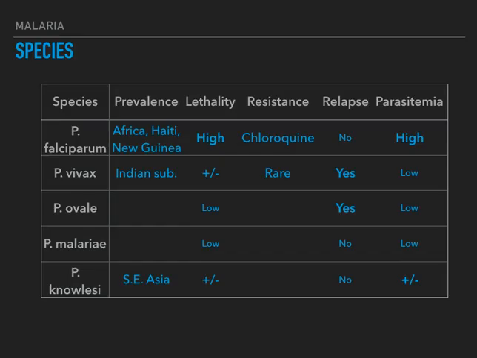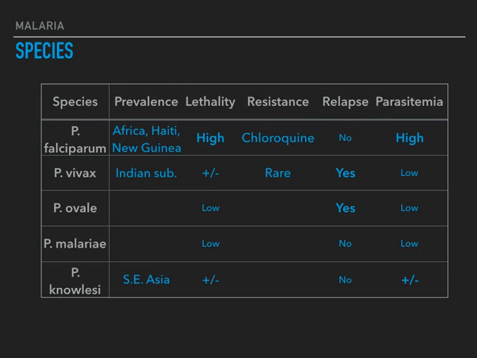So the 5 species of malaria are Plasmodium falciparum, vivax, ovale, malariae, and knowlesi, which is a more recently discovered species. Of these species, falciparum is the most concerning, as it has the highest chance of mortality. Any infection of this species in a non-immune host is essentially a medical emergency, because there's a 5 to 30% risk of death at the severe stage of illness, even after treatment is started.